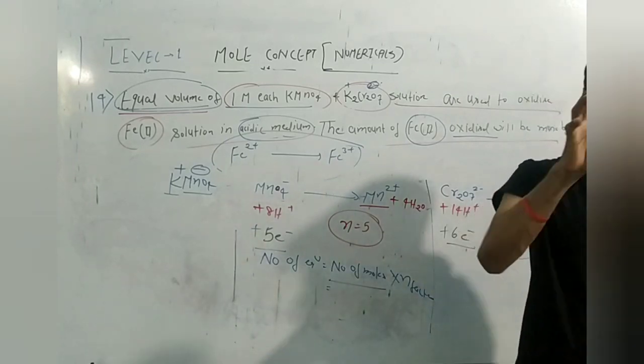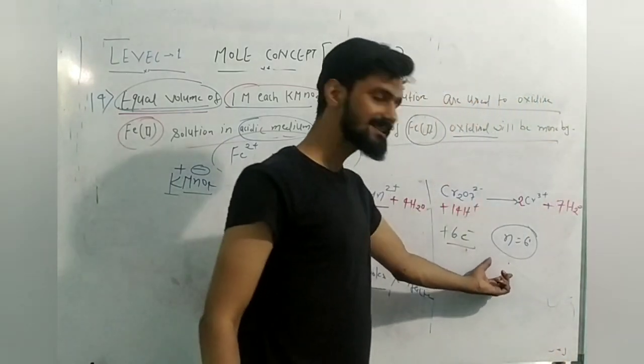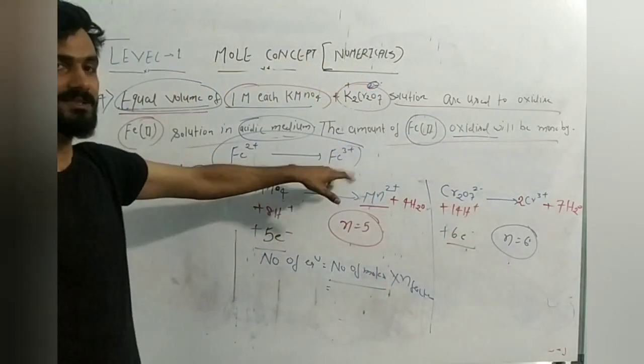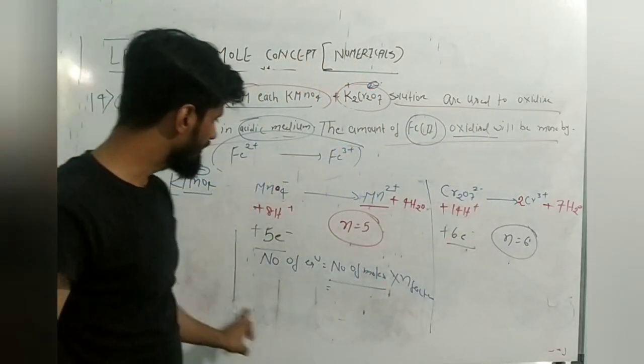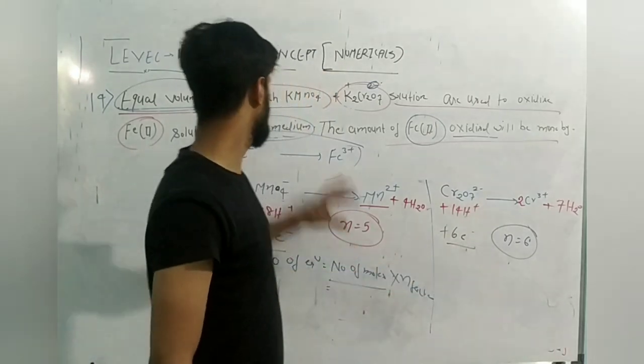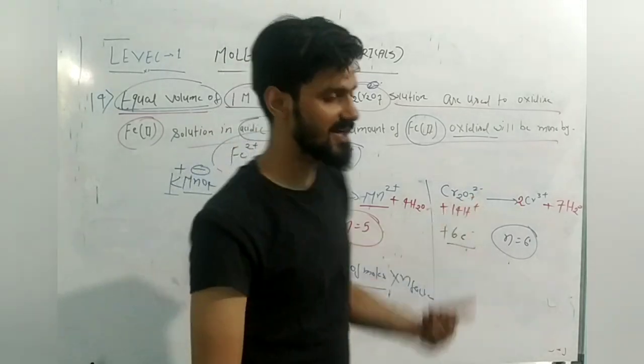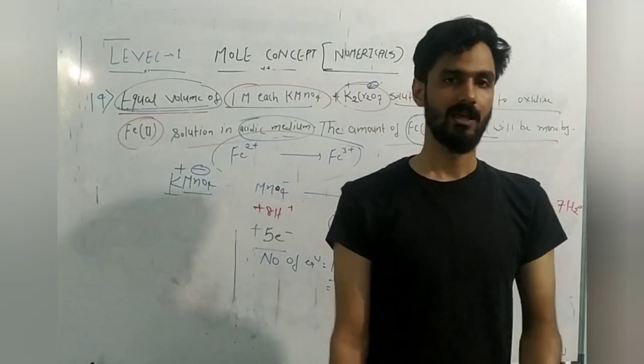So K2Cr2O7 will require 6 equivalents to oxidize Fe2+ to Fe3+. Apart from that, the MnO4 minus ion, or KMnO4, will require only 5 equivalents to oxidize Fe2+ to Fe3+.